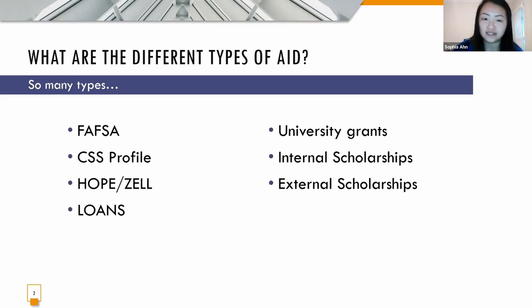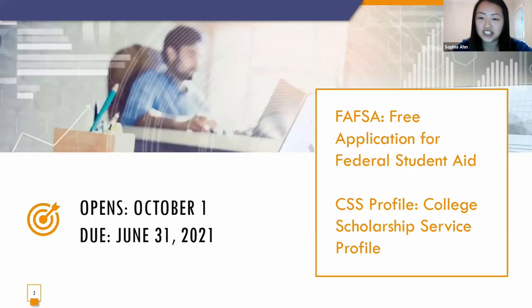You guys can just see some of the different examples here up on the screen. The first two I want to talk about are FAFSA, which is the Free Application for Federal Student Aid, and the CSS Profile. I would say these are the two most important applications for financial aid that you should fill out. And just like how college applications go, the same goes for financial aid: the sooner you fill it out, the better. You can think of it almost like early action.